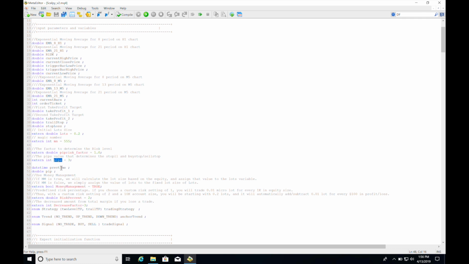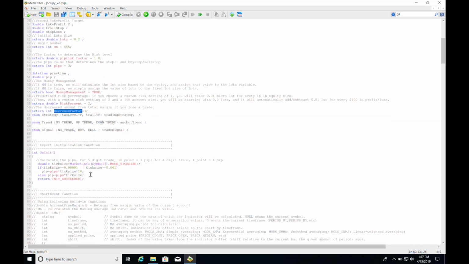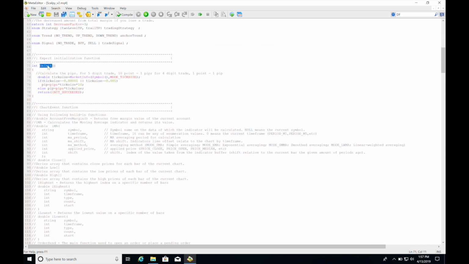We'll keep track of our previous time, and if we are using money management, that is when we check if we have enough funds available, we'll set that to true. The risk percent will begin at 2. The decrease factor, when our trades are not going according to our plans, they're going in a negative direction, will be 3. So to begin, we'll start on init.